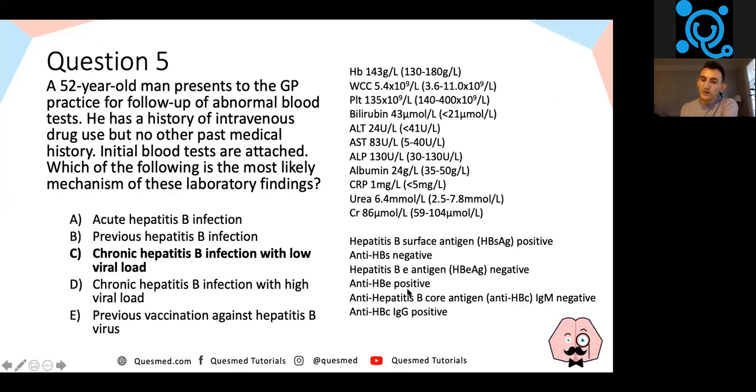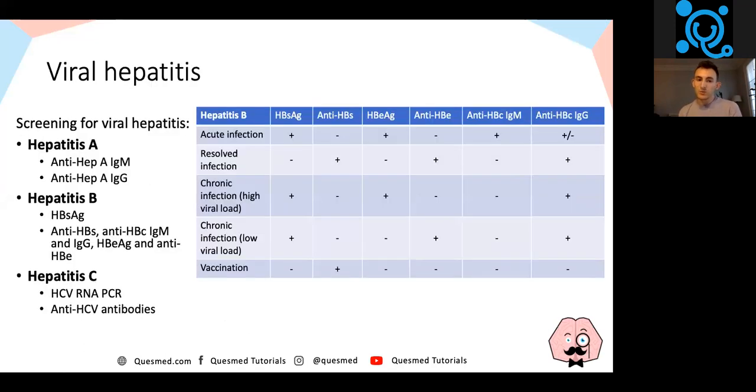Then if we look at the hepatitis B E antigen, the E antigen is basically a marker of viral load or infectivity. If your E antigen is positive, it means you have a high viral load and high infectivity. But if your E antibody is positive and your E antigen is negative, then you have a low viral load and low infectivity. Those are summarized in this table here.